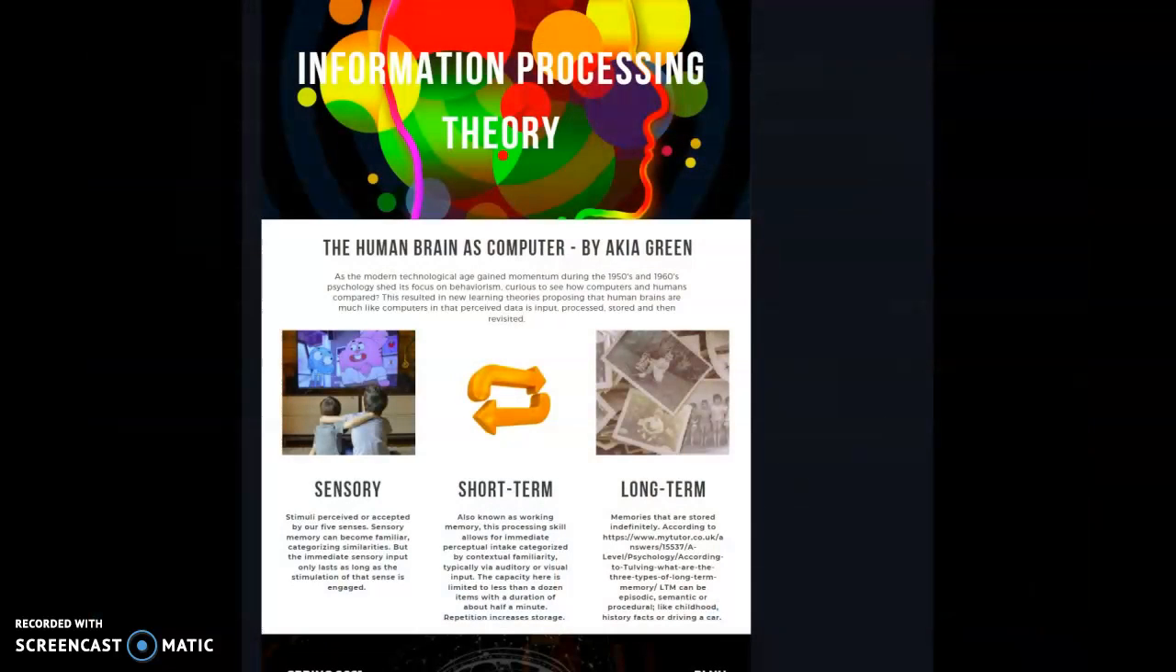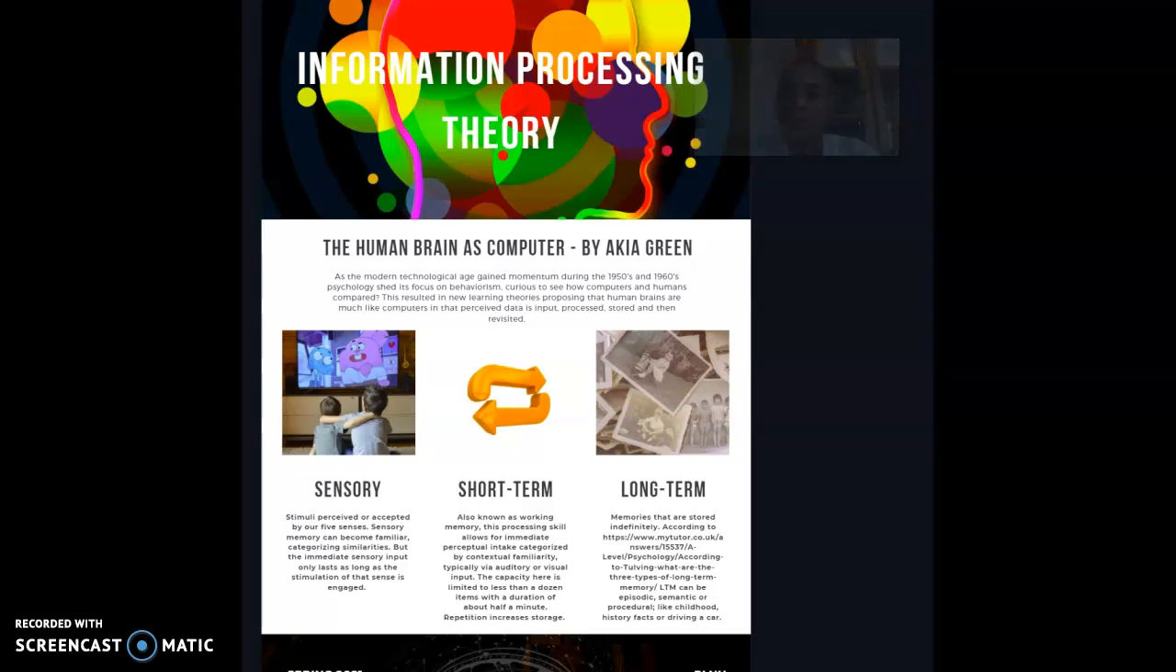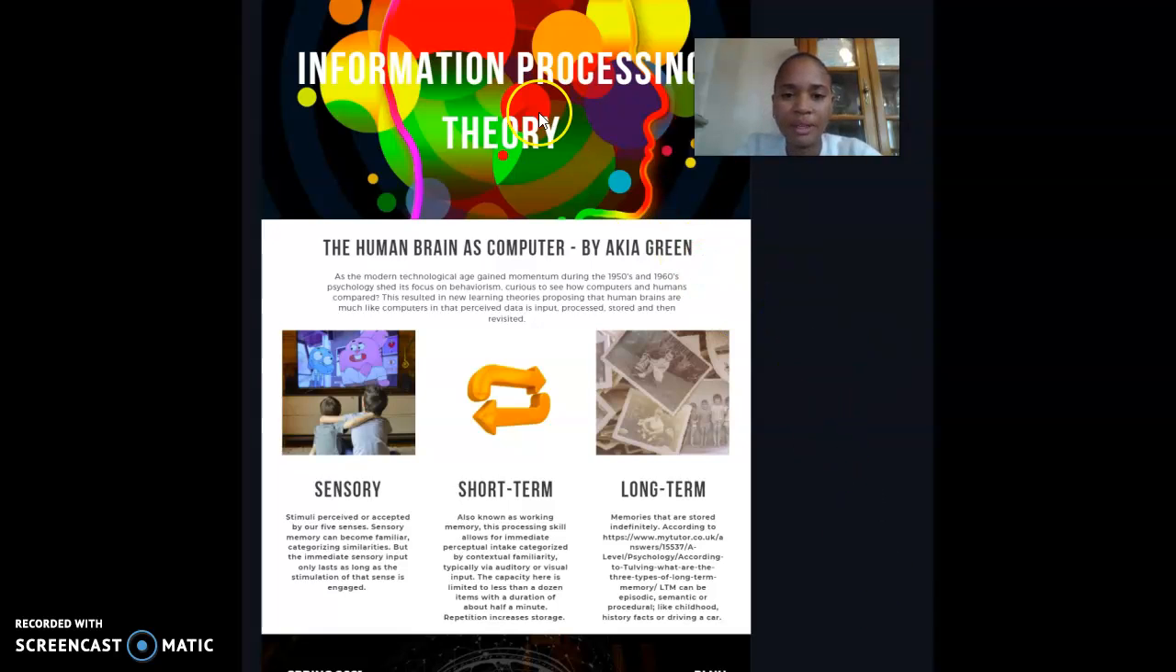Loving it. I am here today to show you my newsletter that I created. This one here is for information processing theory. I'm really proud of it. I like how colorful it is here on the title page, and the white headline pops out. The human brain as computer. Just some notes to start with.